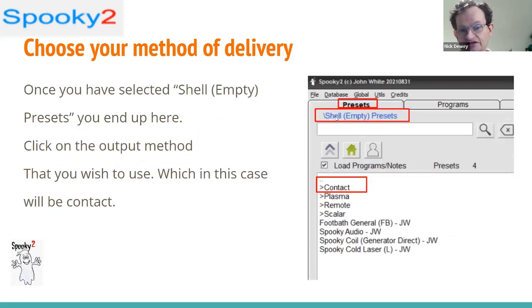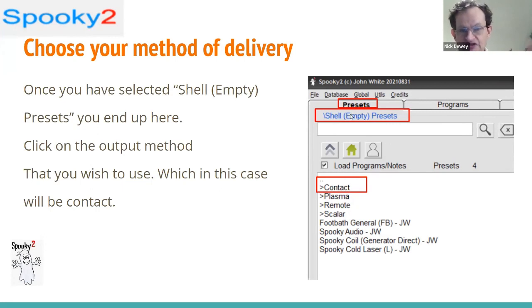So once you've selected shell empty presets, as you can see on the right-hand side of the screen, which on my software has come out in a blue address because I changed the skin on the software so it can stand up better. And then you can just select on contact because that's the method of delivery you're using.